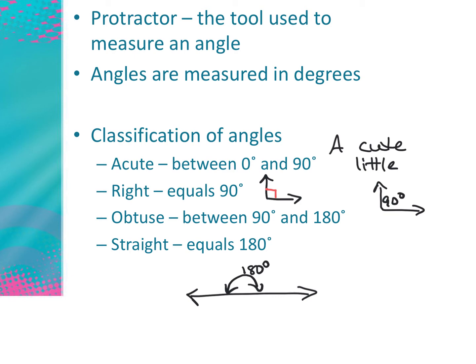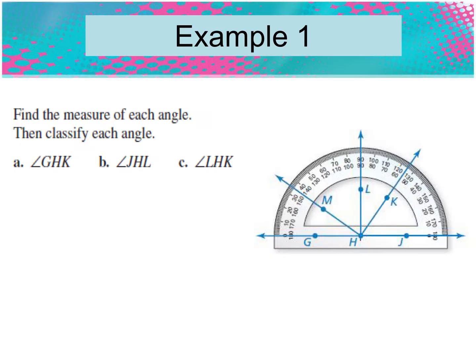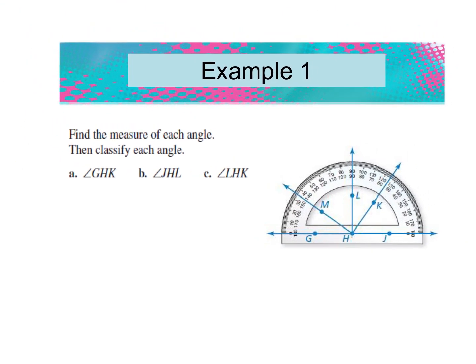So now we're going to try some examples of giving names to angle measures as well as learning how to read it on a protractor. So on the next slide, let's go ahead and I'm going to highlight each one. So the first one, I'm going to go ahead and highlight GHK. I'll go ahead and do that one in red. So I'm going to find point G, then H, and then K.